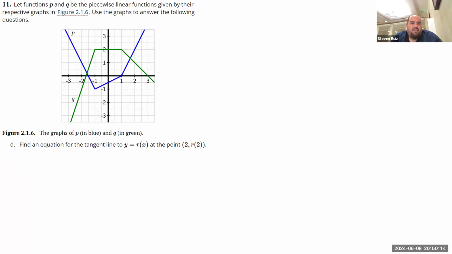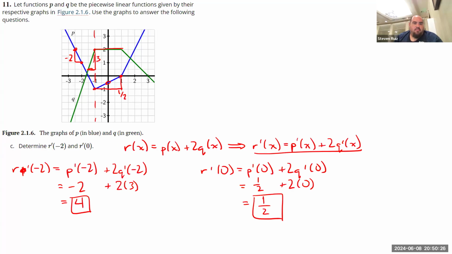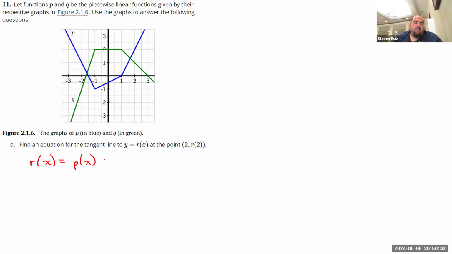Find an equation for the tangent line at the point 2, r of 2. Okay, so again, let's remind ourselves what r of x is. R of x equals what? P of x plus 2q of x. All right, so let's stick with slope-intercept form. In the previous question, I did both slope-intercept and point-slope form. I'm not trying to show preference for one or the other. I'm just picking one this time, but I have no preference over which one you use.